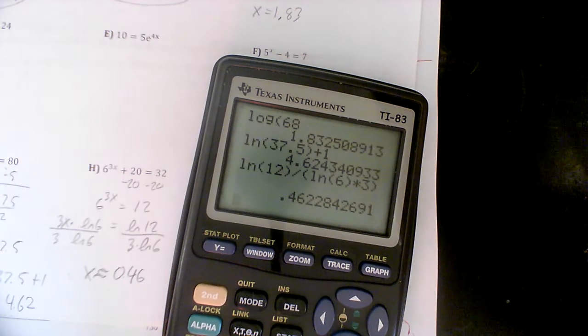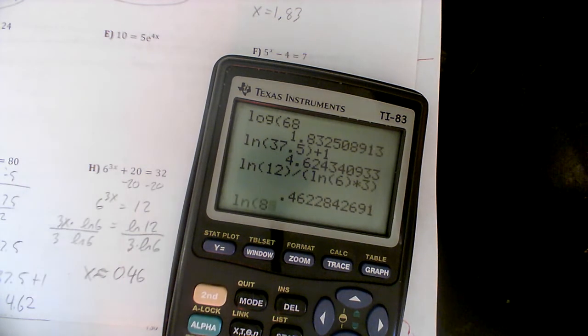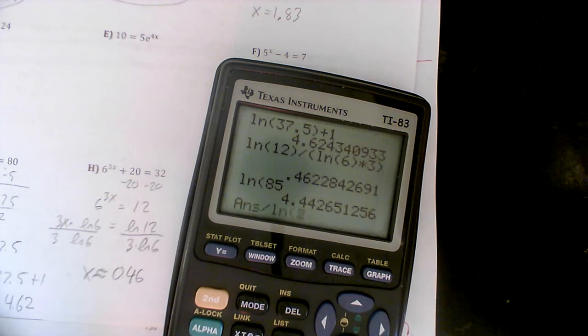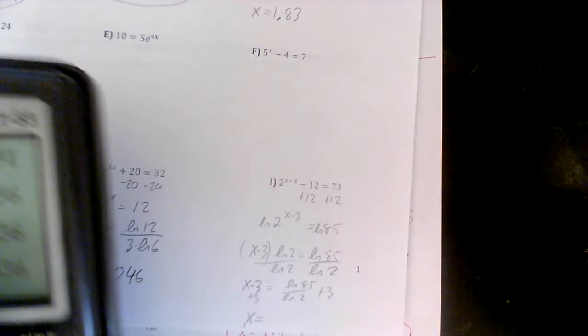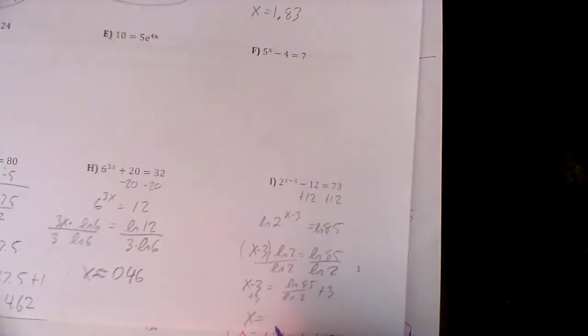So I'm going to do it just in order. Natural log of 85, enter. Divided by the natural log of 2 plus 3. So we got 9.41 approximately.